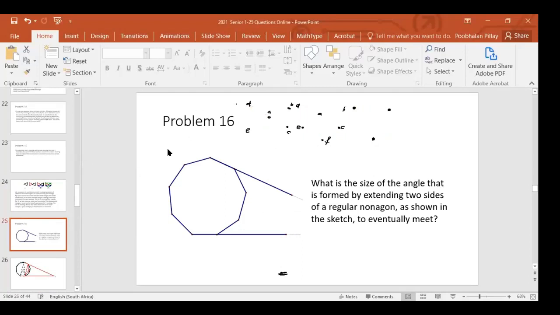Okay, let's look at problem number 16 now. Problem number 16, what's going on here? What is the size of the angle that is formed by extending two sides of a regular nonagon? A nonagon is a 9-sided figure. Right? It's a 9-sided figure.